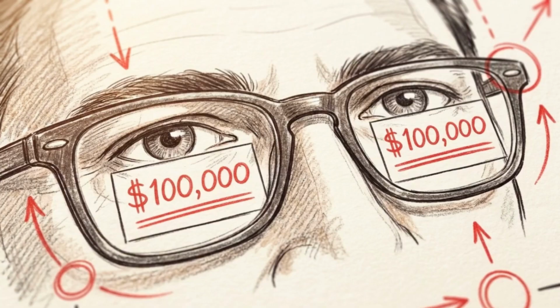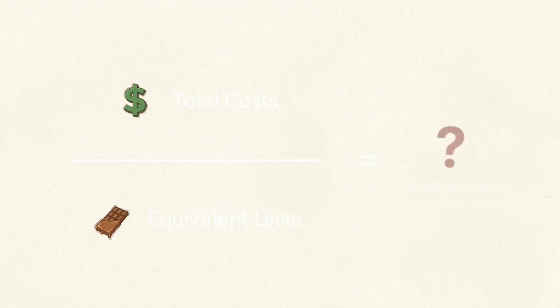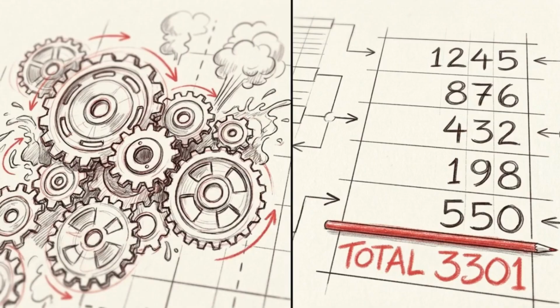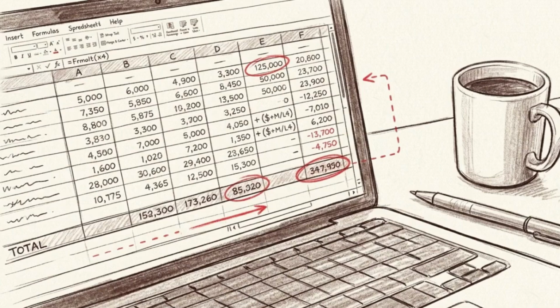Now we have everything we need for step 4, the ultimate goal of the exam problem, calculating the cost per unit. This formula shows the final calculation. You simply take your total costs and divide them by your total equivalent units. Executing these 4 linear steps successfully takes a chaotic, non-stop factory floor and turns it into a solvable, predictable math equation.